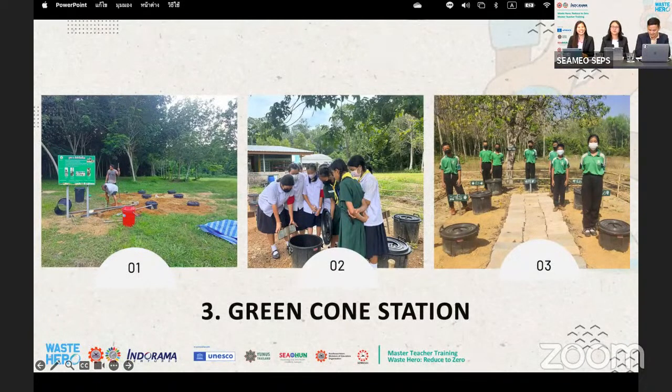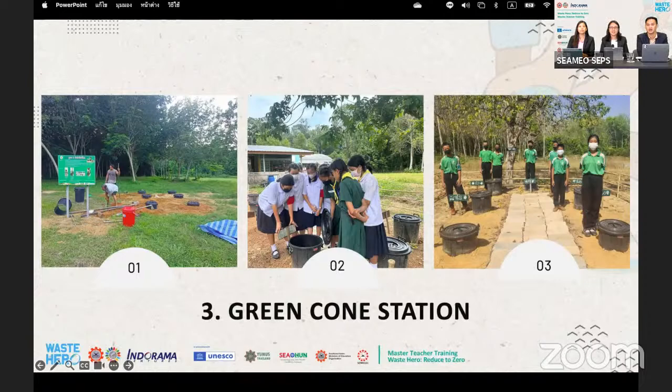So from the Green Corn Station, in Ban Charan Suk School, there are 8 classes. So every day there is a lot of food waste from the school. After lunchtime, the class leaders have to collect the waste food from their class members and put it into the tank. So the students can learn how to digest the waste food into soil.